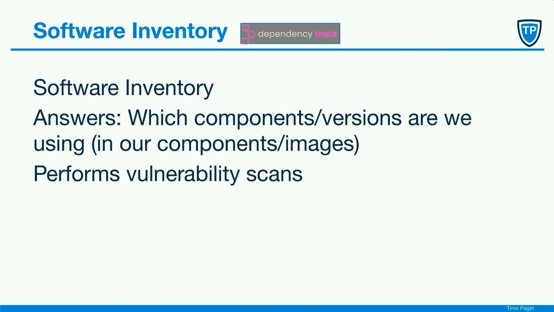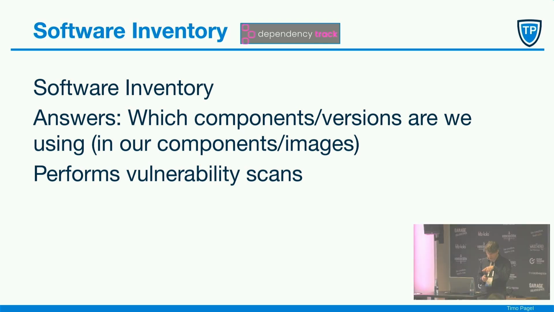Here's nothing new. Yeah, software inventory. I think I explained already what it is. It performs vulnerability scans. It has one disadvantage: it only performs the scan when you upload a new software bill of materials or once a day. So when you have this Log4Shell thing, which is a critical vulnerability, you don't want to wait until the next day. You want to know it now. You would like to perform a rescan.